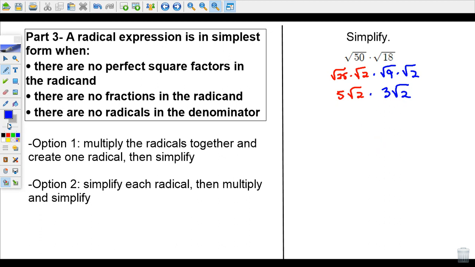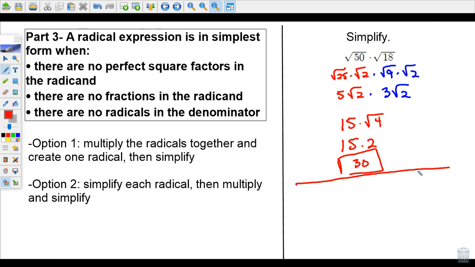Gets a little tricky here because we haven't really talked about multiplying things like this, but basically you multiply the things on the outside together and the things on the inside of the radicand together. So 5 times 3 is 15. Square root of 2 times square root of 2 is the square root of 4. And then I have to simplify a little more. So square root of 4, I know that's 2. So this should just be 15 times 2, which is 30. So that's option 2. If you want to see option 1 would mean we have to do 50 times 18.